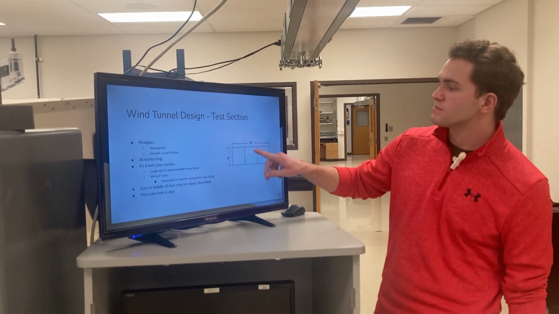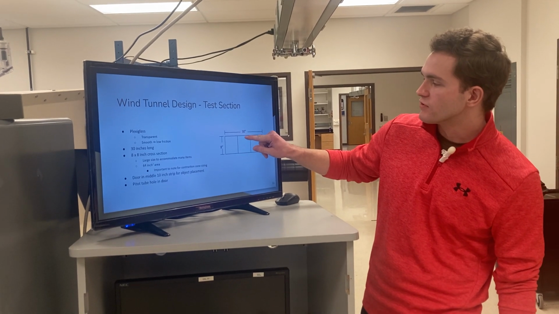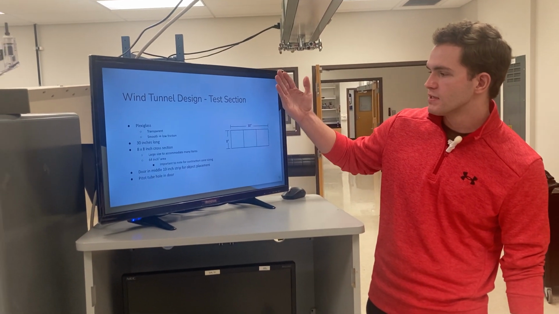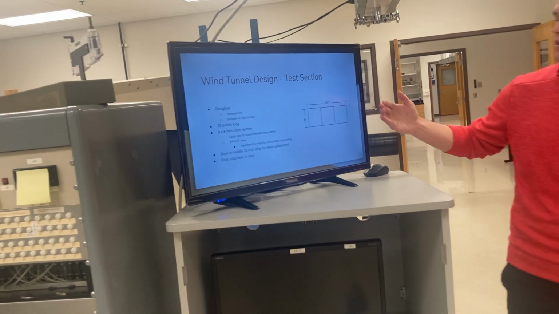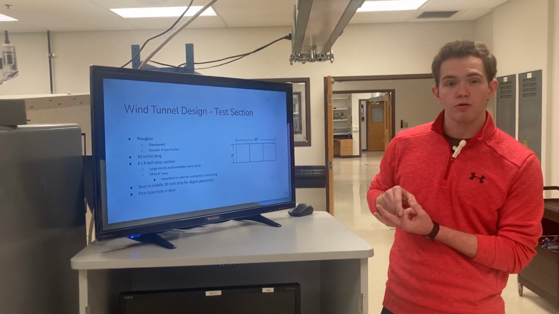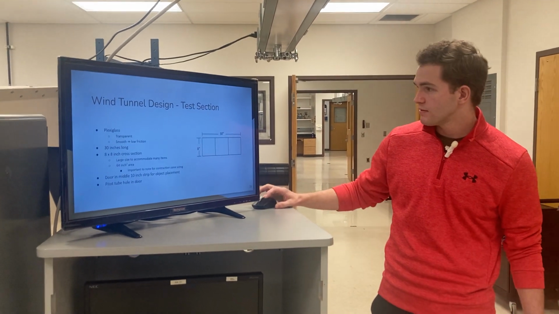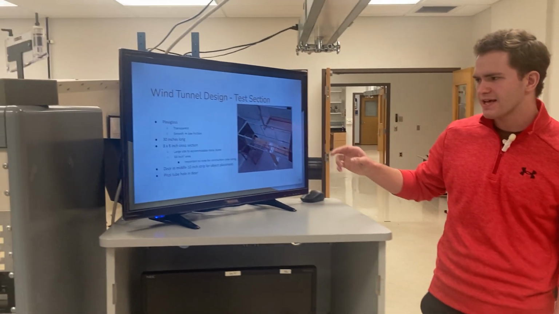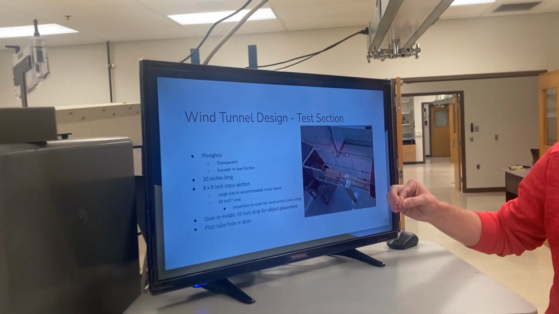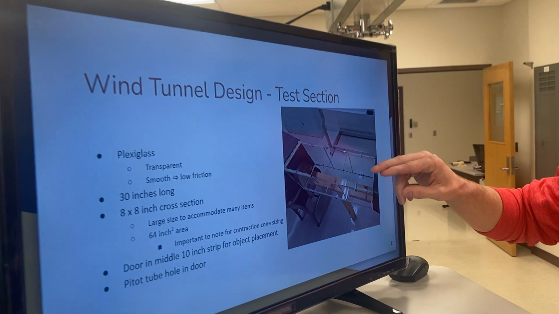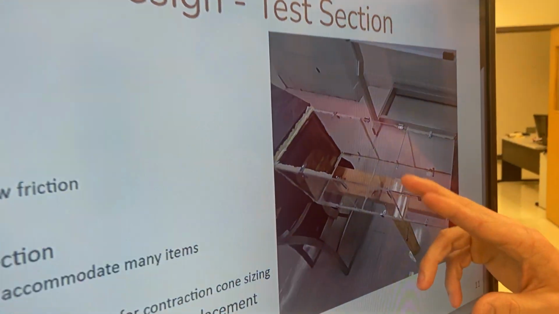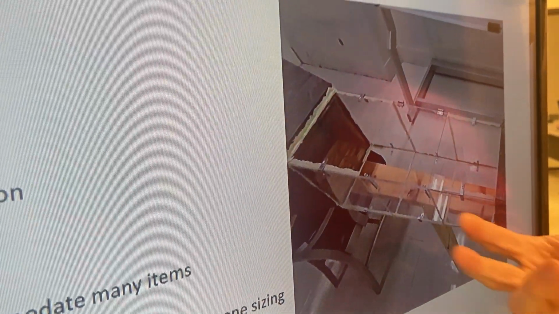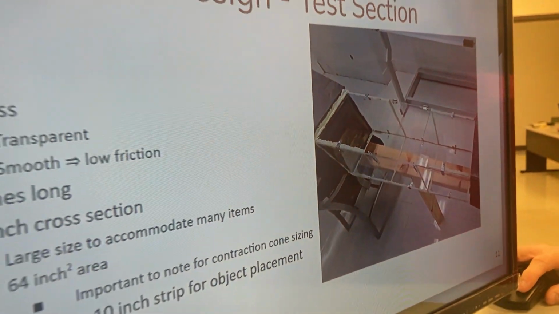And then also in this middle 10 inches here, we have a door with hinges that opens where you can place items. And then additionally, within the door, there's a small hole cut out to insert a pitot tube. And it's a low quality picture, but it's my test section. You can see little brackets holding it together, our door here in the middle with some hinges, and it's supported on the bottom by a 2x4.